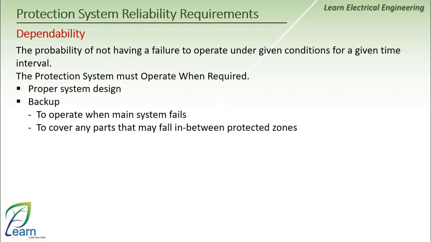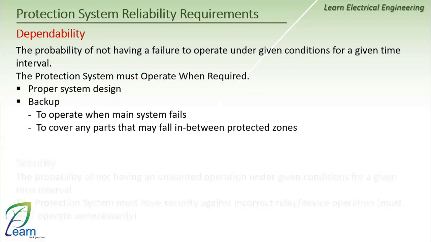The first aspect of the reliability requirements is dependability. This means that there is no possibility for the protection system to fail to operate if there is a fault in the system. In other words, the protection system must operate in the event of a fault. To achieve this, I must have a proper system design and a second line of protection, which we refer to as the backup system. This is to ensure that fault clearance occurs even if the main protection system fails to isolate the fault.